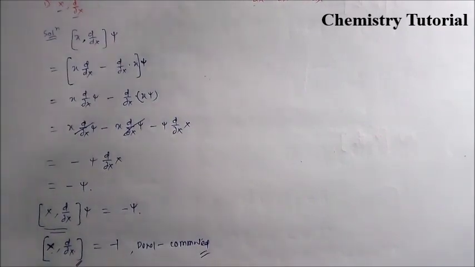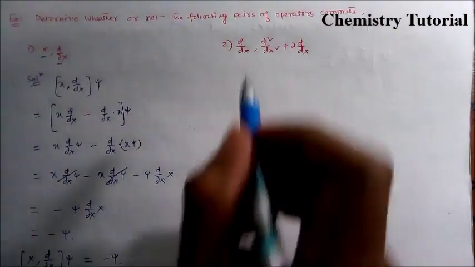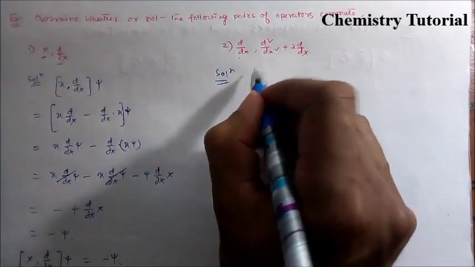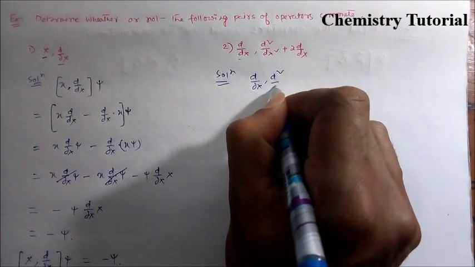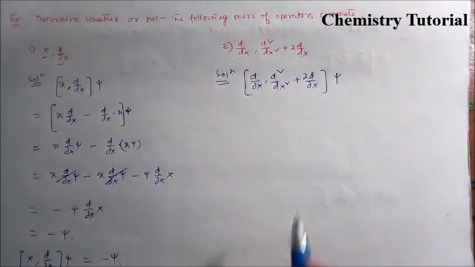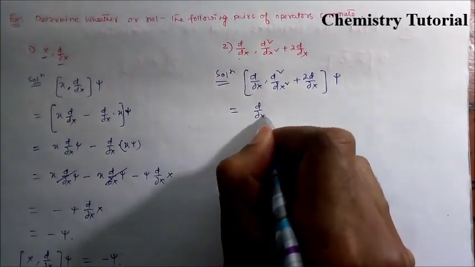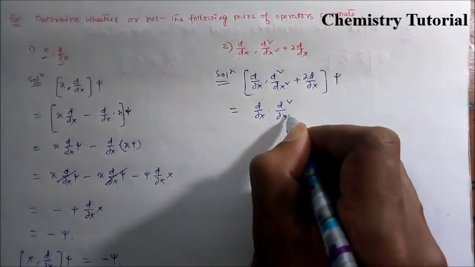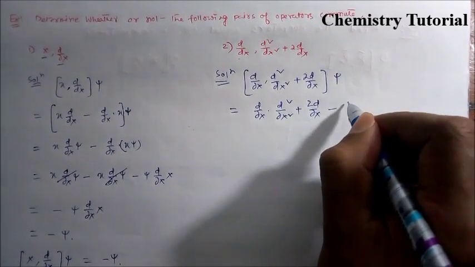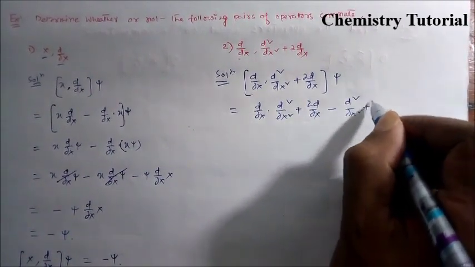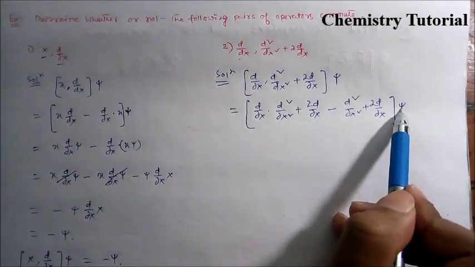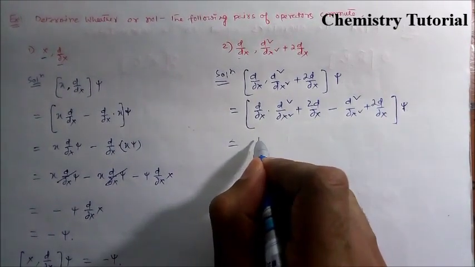Okay, let us see the second problem. Two operators are given here. Similarly, now take the commutator of these two operators on an arbitrary function psi. We can write this as d/dx, d squared over dx squared plus twice d/dx, minus d squared over dx squared plus twice d/dx, whole into psi, with psi going into the bracket separately.